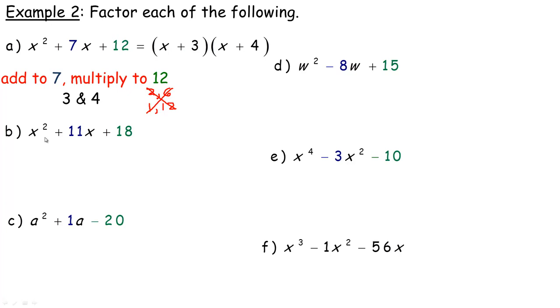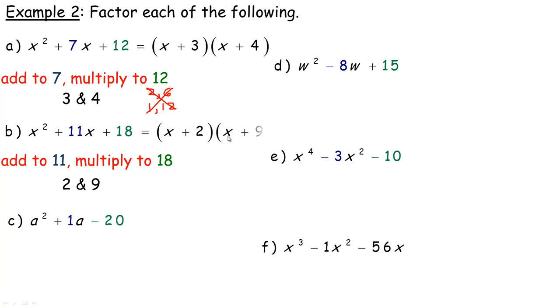B, x squared plus 11x plus 18. So I'm looking for two numbers that add to 11 or have a sum of 11 and have a product of 18, multiply to 18. And again, there's lots of pairs of numbers that multiply to 18. But 2 and 9 are the only pair that also add to 11. Okay, we could think of, well, 3 and 6. See, 3 and 6 don't add to 11. 1 and 18, but that doesn't add to 11. But 2 and 9 do. So x plus 2 and x plus 9 would be the factors of x squared plus 11x plus 18. And again, we can check.